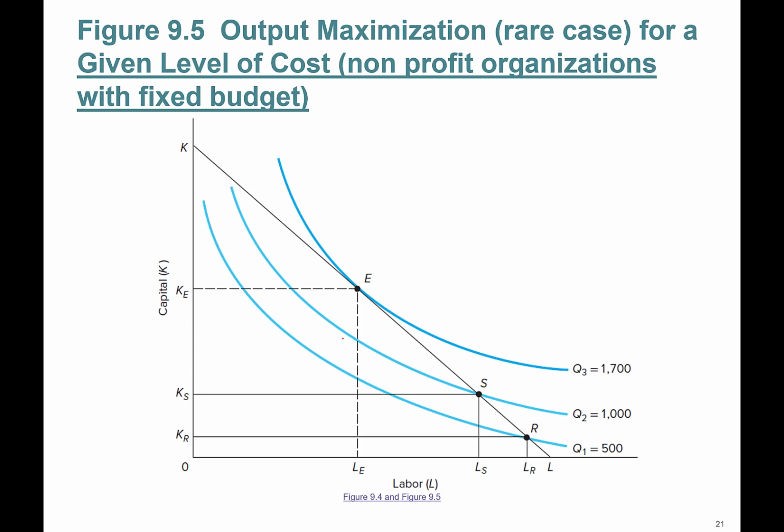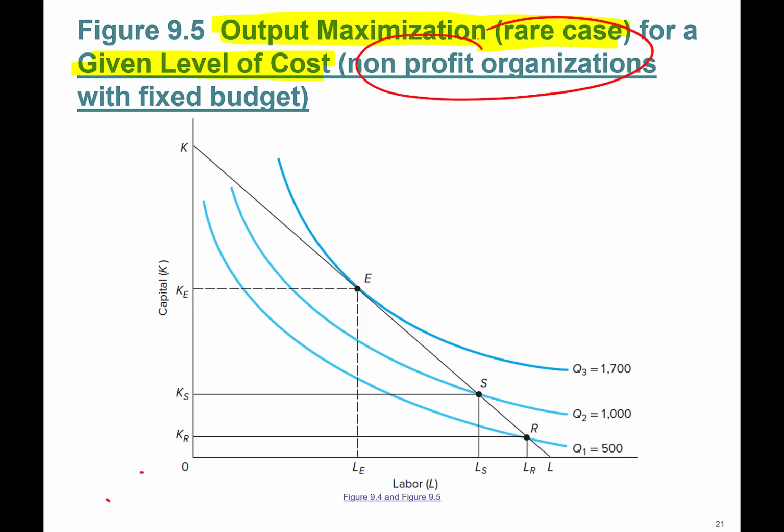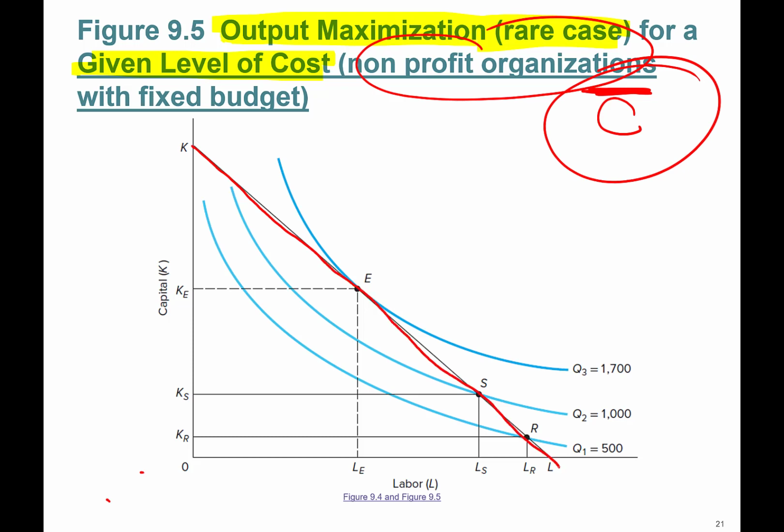Okay, so this is little different. All right, so this is output maximization. This is not done very often, but this is different. This is not what we do. This is a rare case. This is output maximization for given level of cost. This really happens for nonprofit organizations. They have a fixed budget. They cannot change this. So they're stuck with this budget line, this KL budget line.